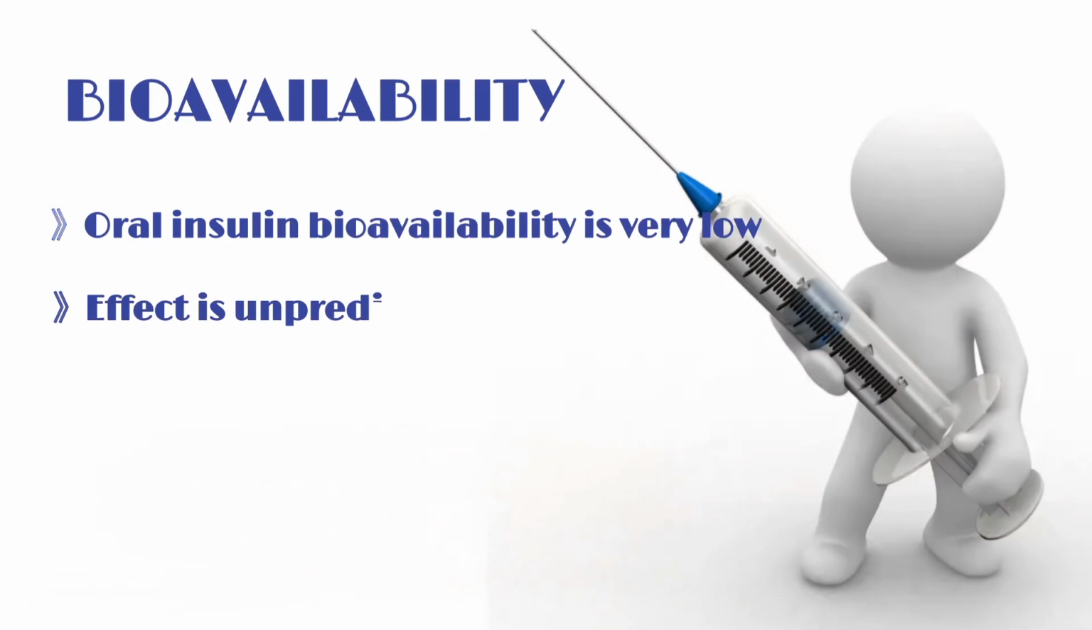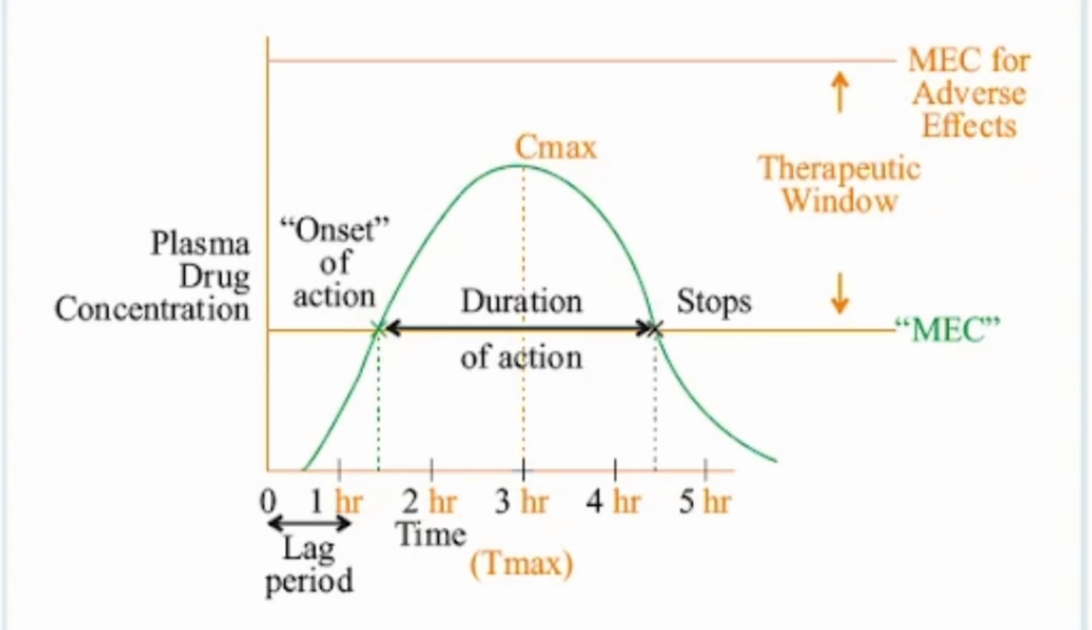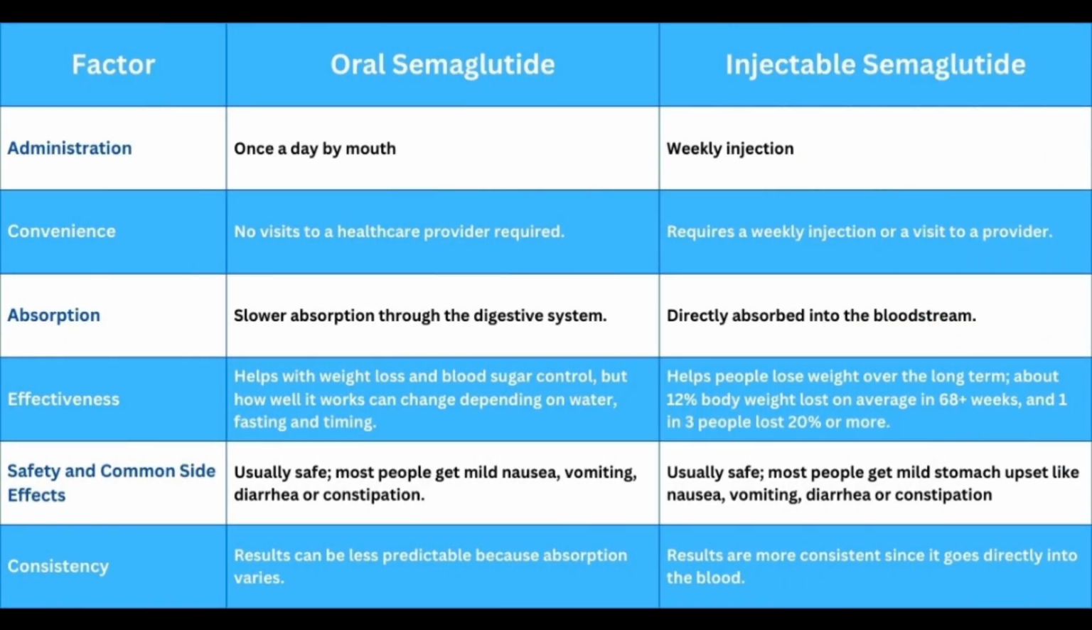Bioavailability issues. Bioavailability refers to the fraction of a drug that reaches the systemic circulation in an active form. Oral insulin has extremely low and unpredictable bioavailability. This makes it impossible to control blood glucose levels accurately. Diabetes management requires precise dosing, and oral insulin cannot provide consistent or reliable effects.